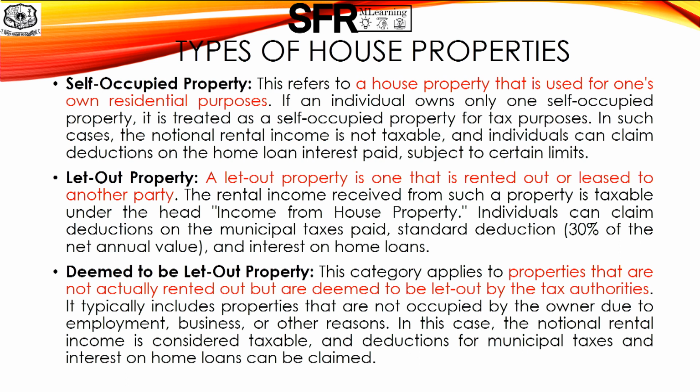One is the self-occupied property, which is used by the individual for his own residential purpose. The second property is the let-out property, which is rented or hired to another party. And the third type of house property is deemed to be let-out property. That is, these are the properties that are not actually rented and are deemed to be let out. They may be used by the assessee for his residential purpose or for his employment purpose along with another self-occupied property.